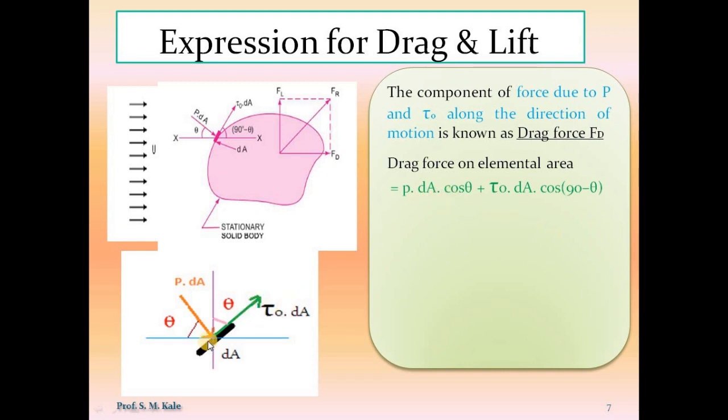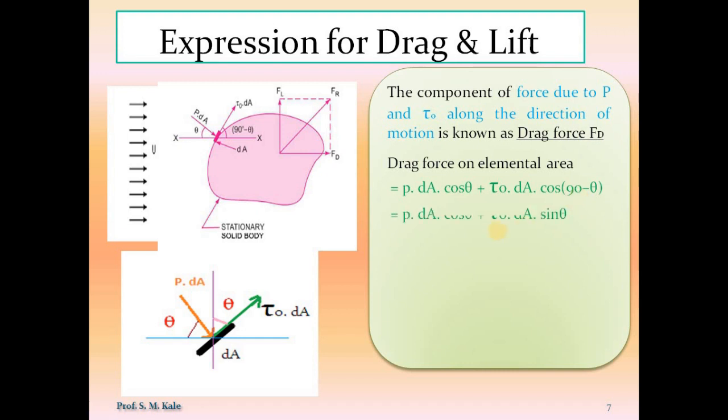And here similarly, if I am going to resolve this tau 0 dA along horizontal and along vertical direction, then here as this angle is theta, the remaining angle will be 90 minus theta. So this component, tau 0 dA along horizontal direction, will be tau 0 dA cos of 90 minus theta. So this is nothing but the drag force which is acting on that elementary area. Here we know the trigonometry, so cos 90 minus theta is sin theta.